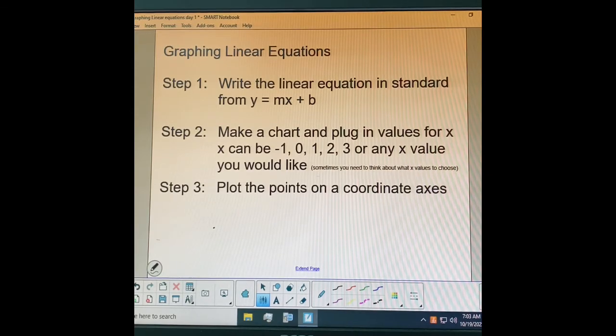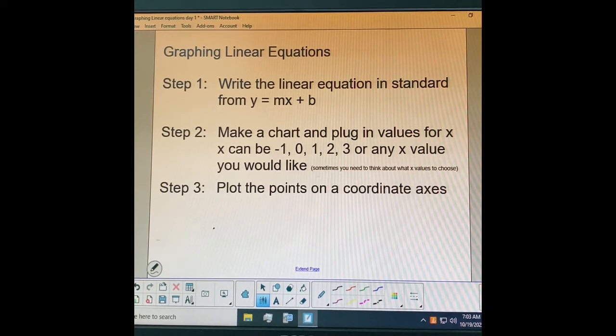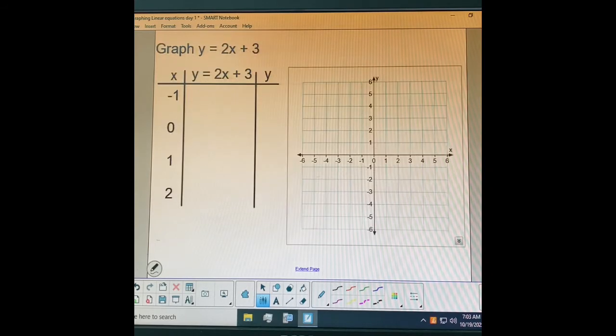Lesson 22, Graphing Linear Equations. A linear equation is in standard form, y equals mx plus b. To graph a straight line, we're going to plug in different values for x. Pretty much we're going to plug in x is -1, x is 0, x is 1, x is 2, x is 3, and we're going to find out what y is when we put in those x values. Then we're going to plot the points.